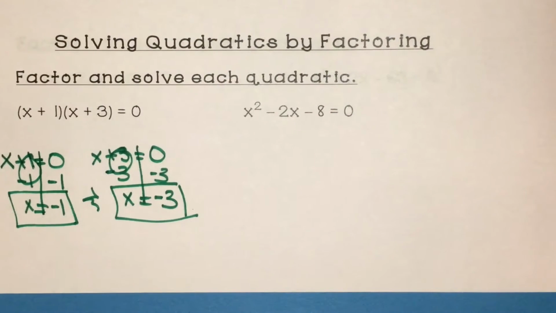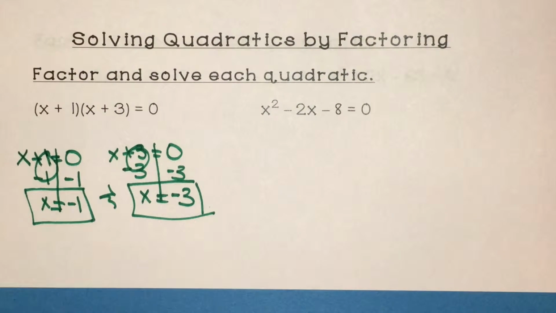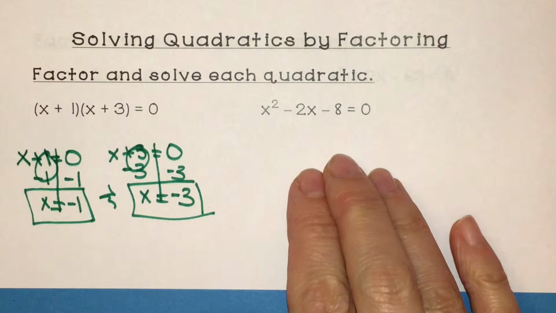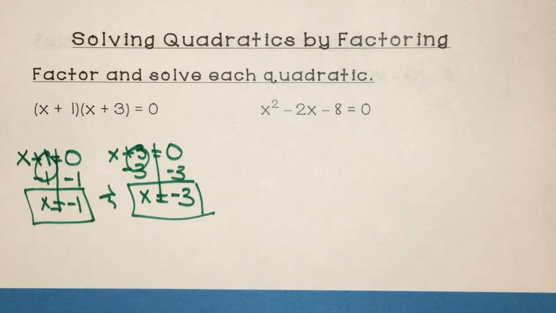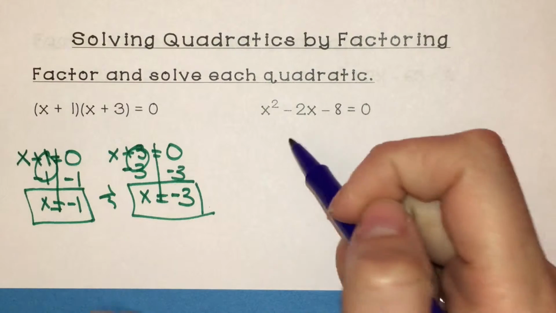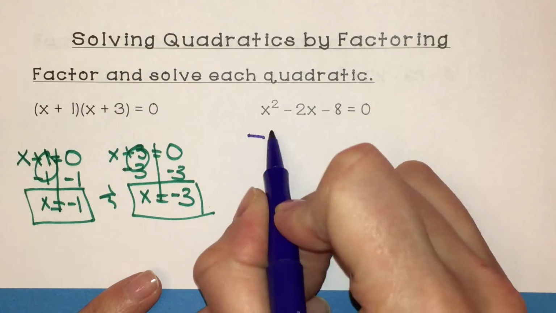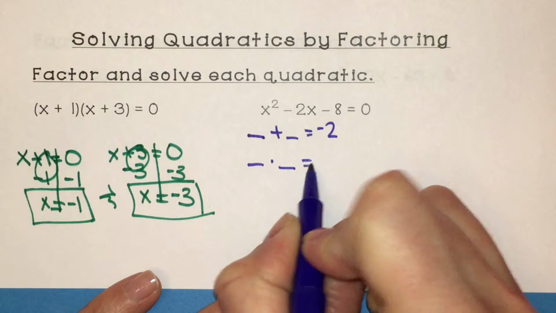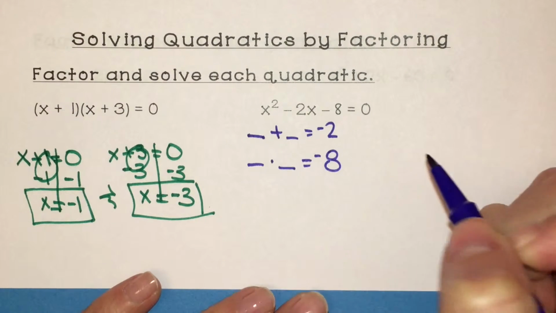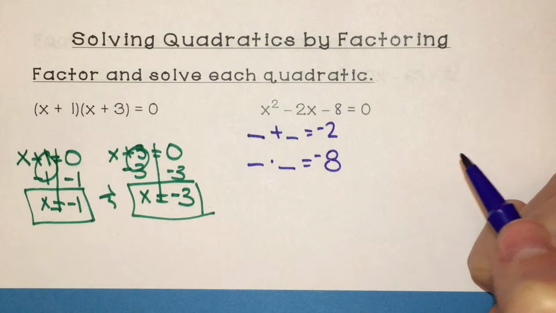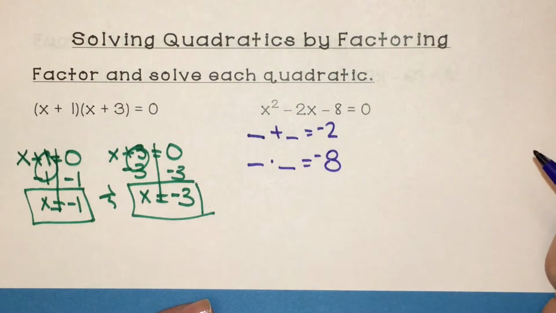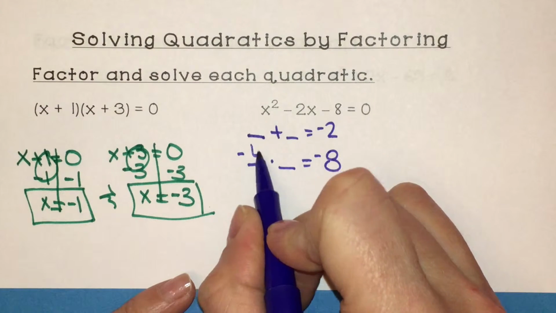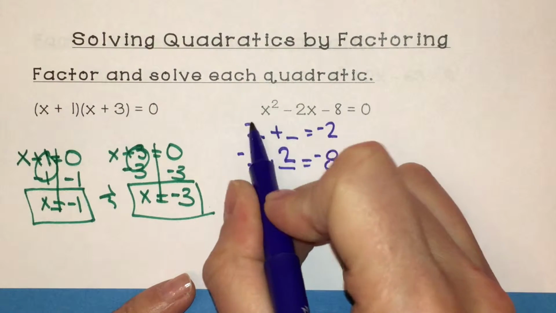Okay, so that one was really simple because it was already factored. But in most cases, you're going to have to factor it first and then find the answer. In this one, we can figure out what we add together to equal negative 2 and multiply together to equal negative 8. We know one's positive, one's negative. Larger one's negative because when they add, they equal a negative. So I'm going to say negative 4 times positive 2.